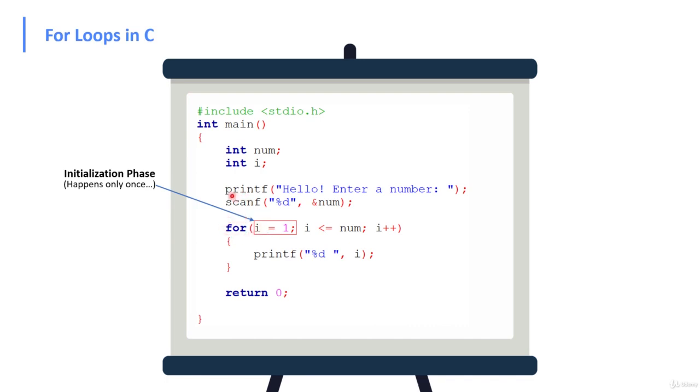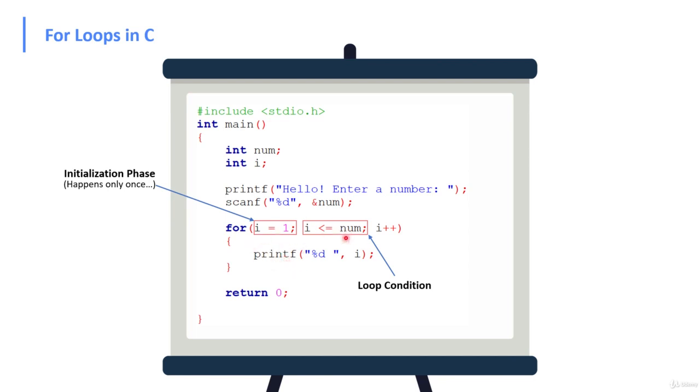So there you go. For example, you print this line to the screen, then you read the value from the user, and the first time that you come to this for structure, only now you set i to be equal to 1, and then you move on to the loop condition. In this condition you check whether i is less than or equal to num, and if the result of the condition happens to be true, or better said, as long as this condition is true, you are going to execute the loop body.